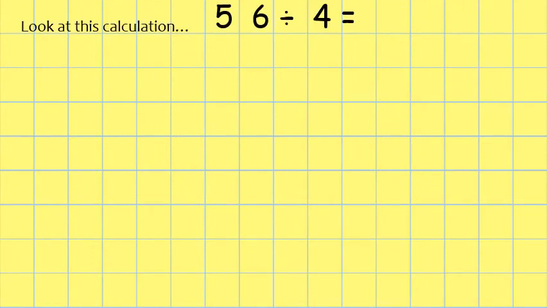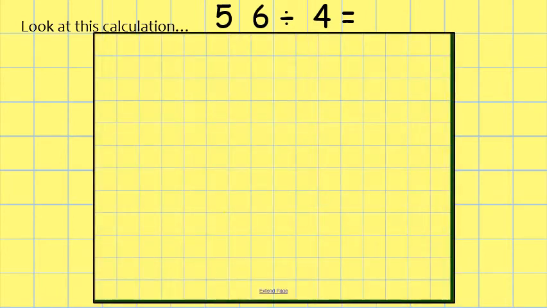Look at this calculation. The next one for us to try together. We've got 56, and I'm dividing that by 4 this time. We're going to use 4 times tables. I'm just going to do this one in black this time, rather than using the different colours.